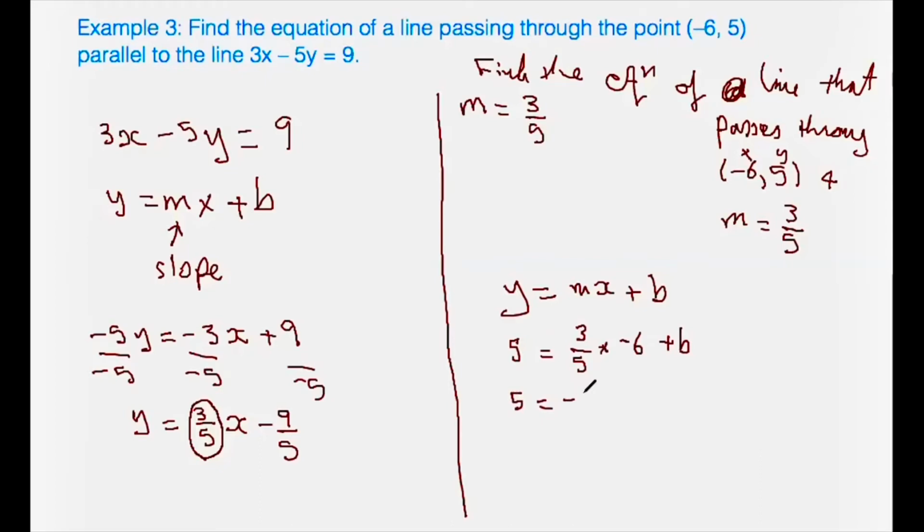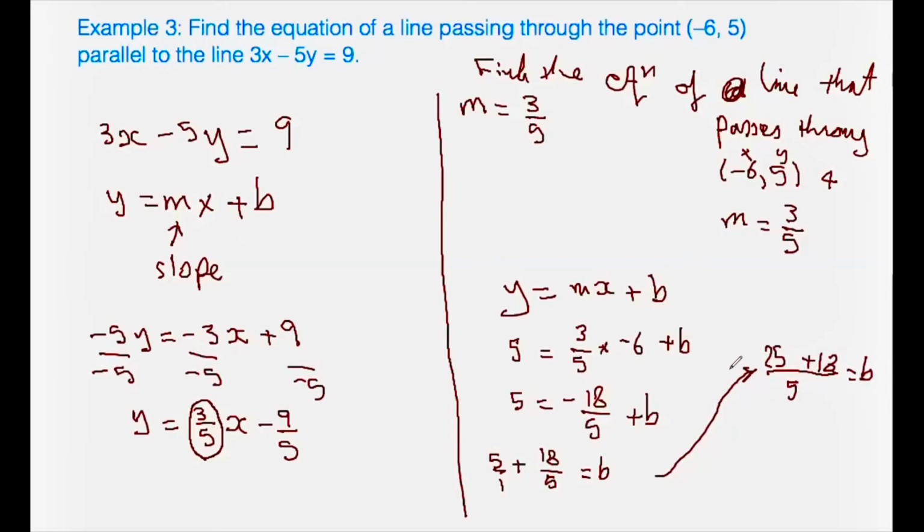5 equals negative 18 over 5 plus b. 5 plus 18 over 5 equals b. We're going to do a common denominator, which is 5. 5 divided by 1 is 5 times 5 is 25, plus 5 divided by 5 is 1 times 18 is 18, equals b. 25 plus 18 is 43 over 5 equals b.